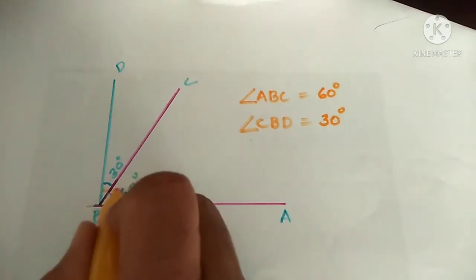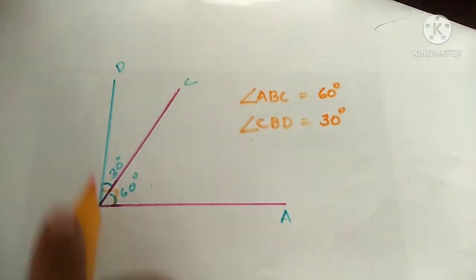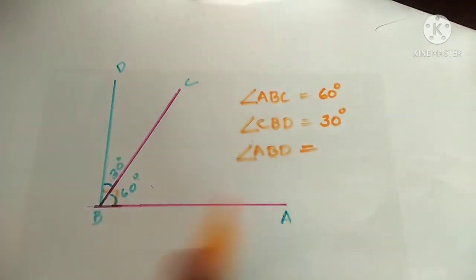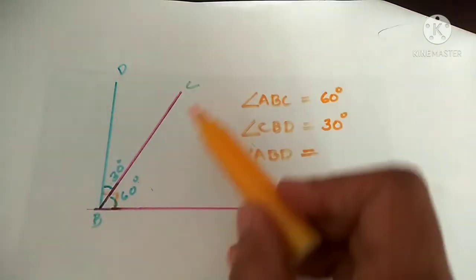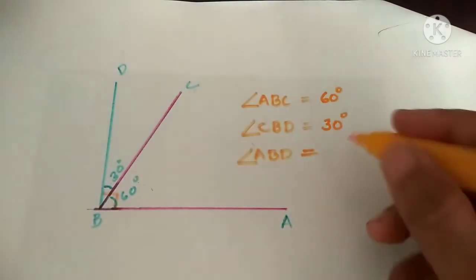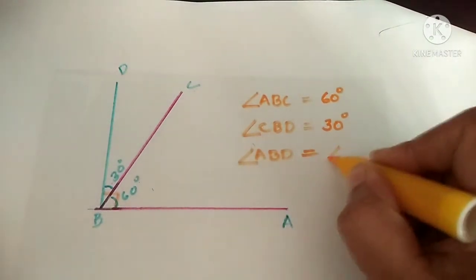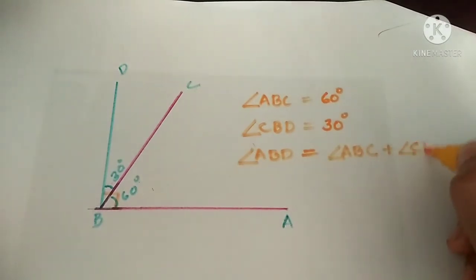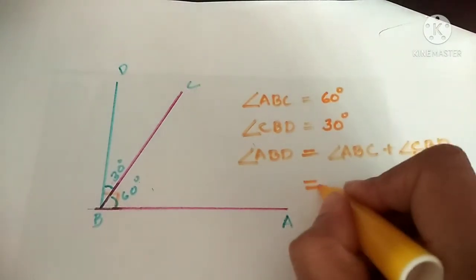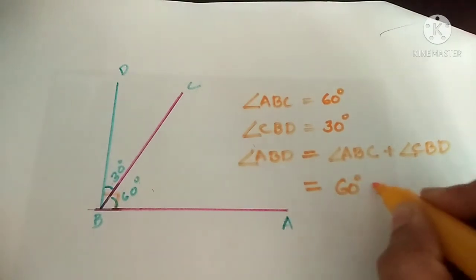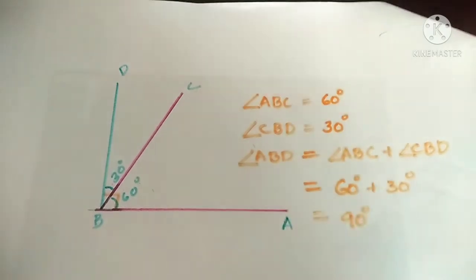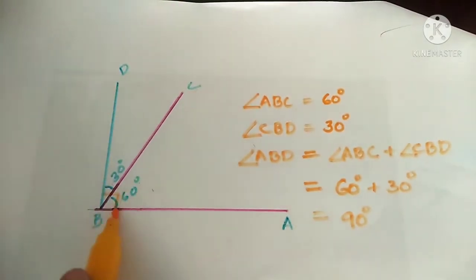Then coming to this angle, angle ABD, the third angle which is formed by joining two angles. Angle ABD is equal to angle ABC plus angle CBD. So we can write angle ABD is equal to angle ABC plus angle CBD, that is equal to 60 degree plus 30 degree, that is equal to 90 degree. So the third angle formed is 90 degree.